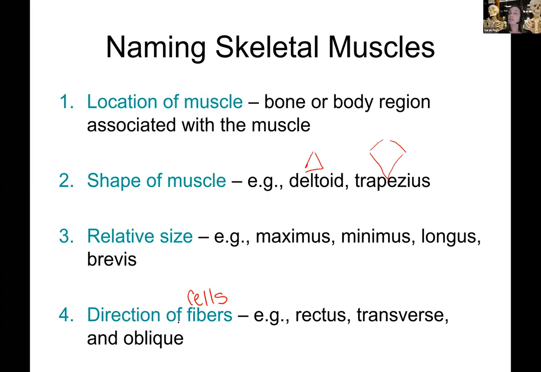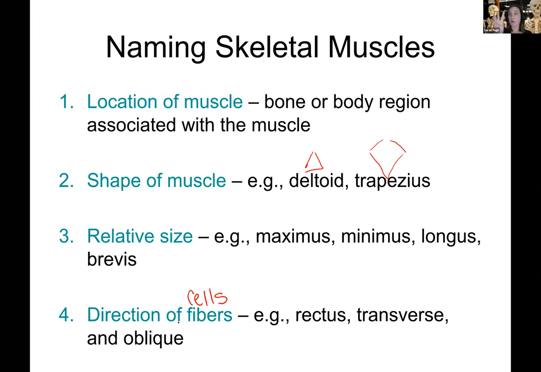The transverse muscles, transverse means it's running right and left. So you also have a transverse abdominis where the cells are running this way. Oblique means diagonal. And so you also have an internal and an external oblique abdominal muscle, and they're running at an angle.